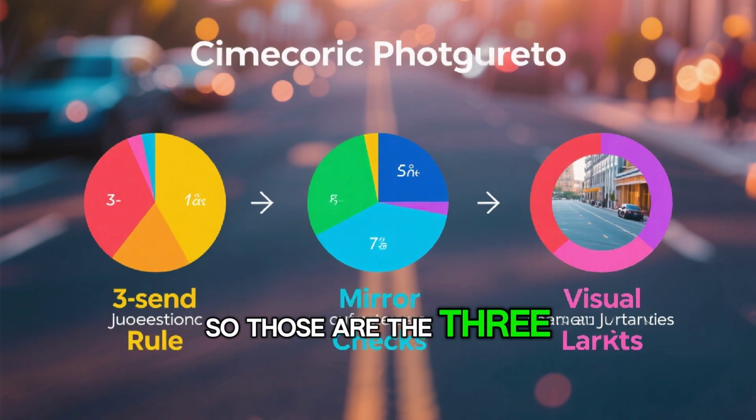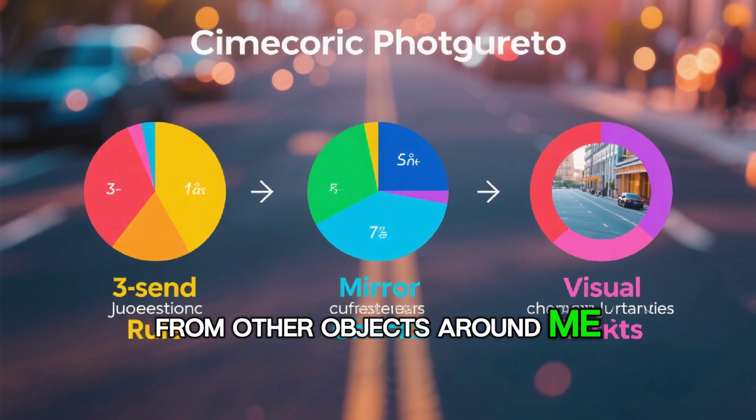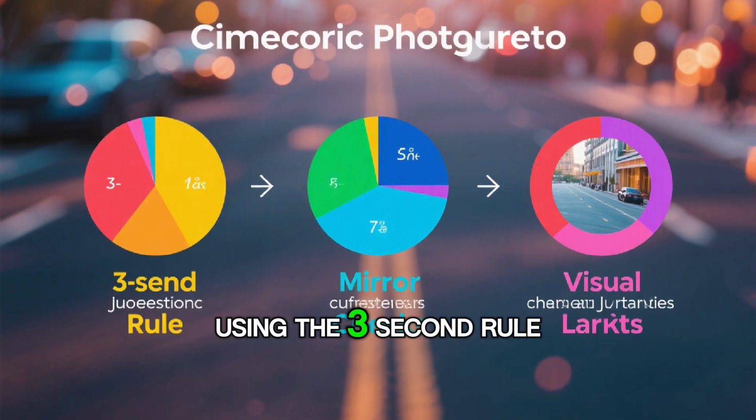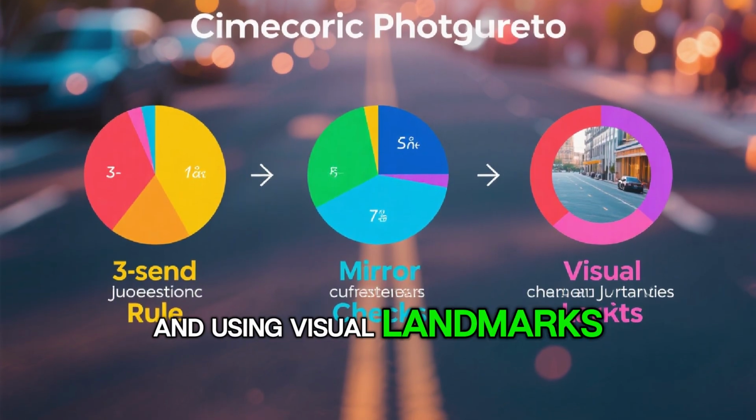So, those are the 3 main ways that I judge my distance away from other objects around me when I am driving: using the 3-second rule, using my mirrors, and using visual landmarks.